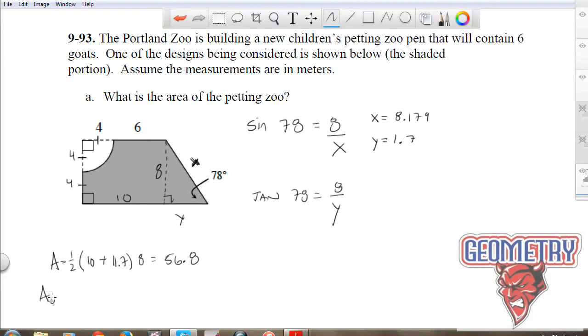The area of the whole circle is pi r squared, which would be 16 pi, but there's only 1/4 of that, so it's 4 pi. So we have 56.8 minus 4 pi. Put it in the calculator, and I get the area to be 44.23. Okay, I'm going to circle that because I might need that later. Okay, on to part B.